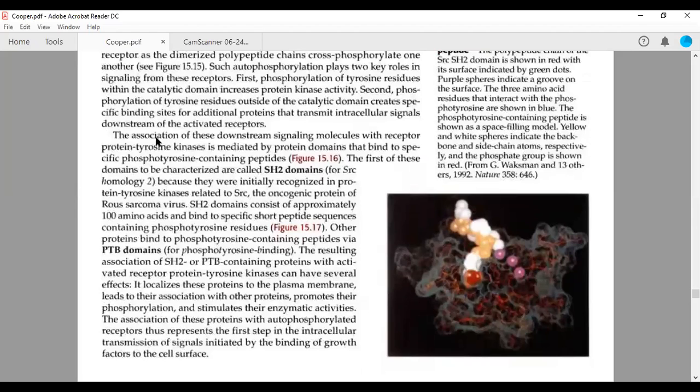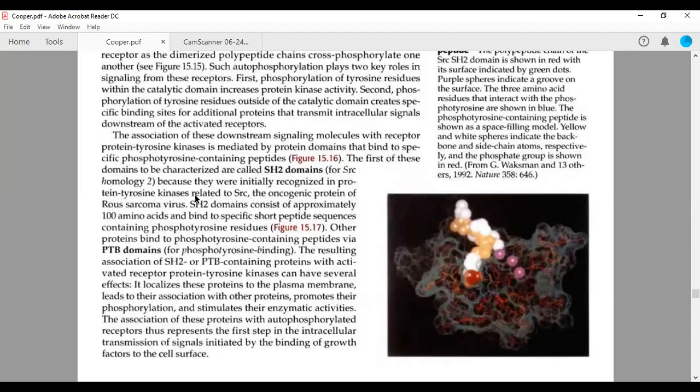The association of these downstream signaling molecules with the receptor protein tyrosine kinases is mediated by these protein domains that bind to specific phosphotyrosine-containing peptides. These domains are characterized as SH2 domains, for Src homology 2 domain, because they were initially recognized in the protein tyrosine kinases related to Src.